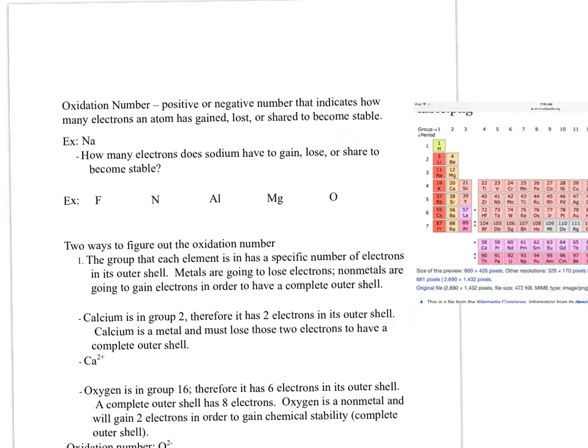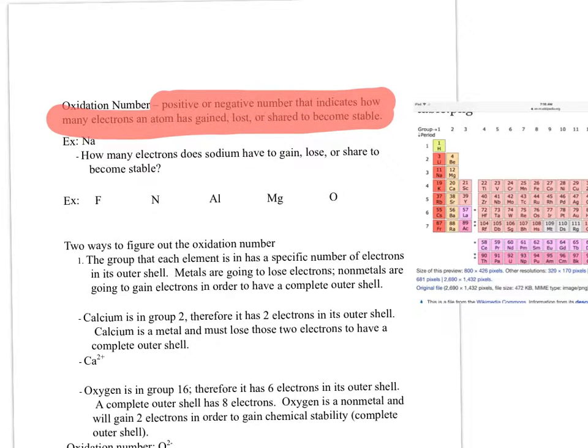This video is going to go through how to figure out the oxidation numbers of these elements. We're going to do this in a pretty simplified manner. Essentially, an oxidation number is going to end up being a positive or negative number that indicates how many electrons an atom has gained, lost, or shared to become stable.